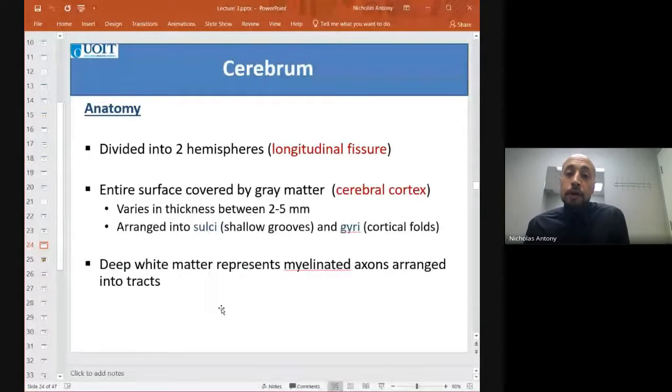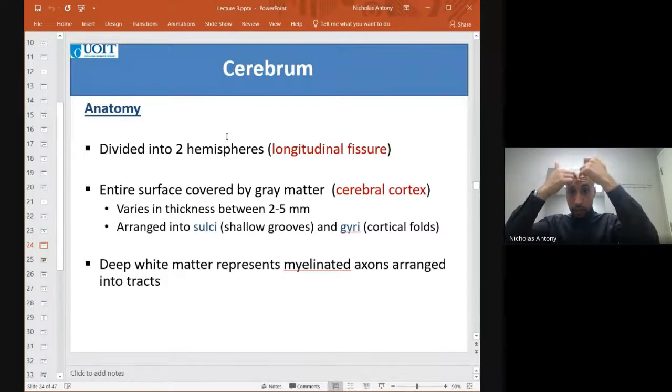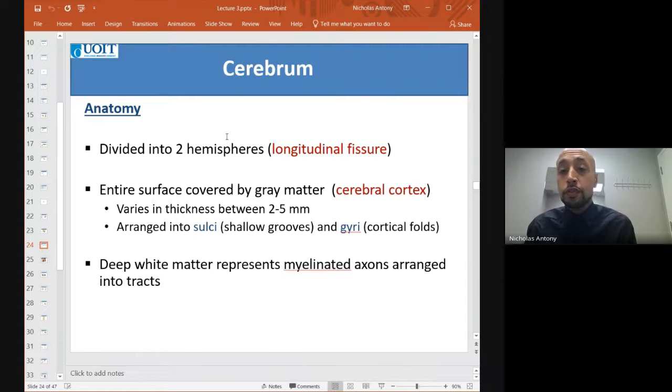It's the folds that divide our brain up into different lobes. What we see is that the cerebrum itself is divided up in two hemispheres, the left and the right, with a longitudinal fissure. The entire surface of the cerebrum is covered in gray matter. Gray matter represents the cell bodies of the neurons in the cerebrum. And then deep to that is the myelinated axons of those cell bodies. And so the white matter in the brain represents the axons or the tracts of those neurons.